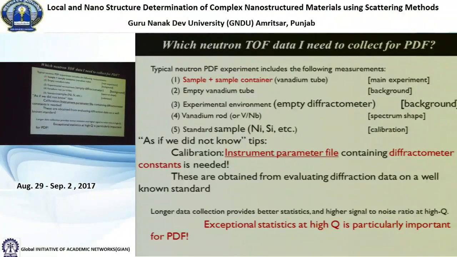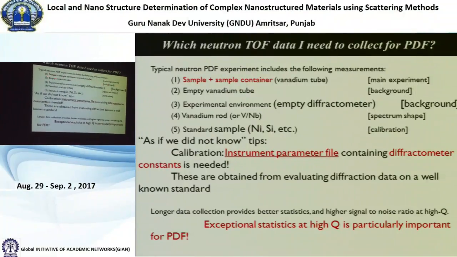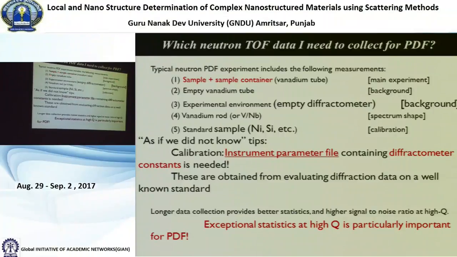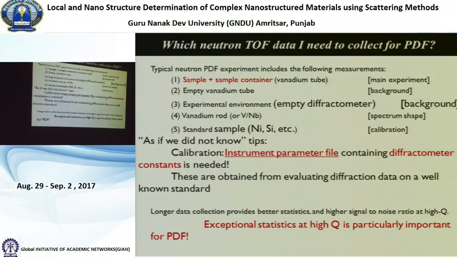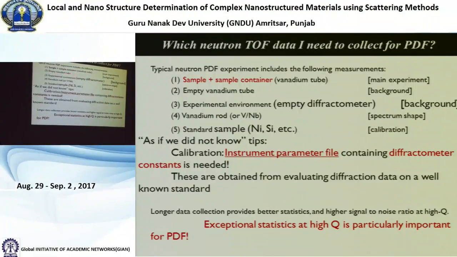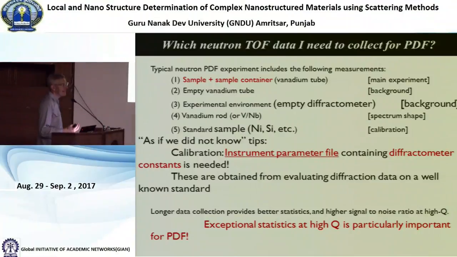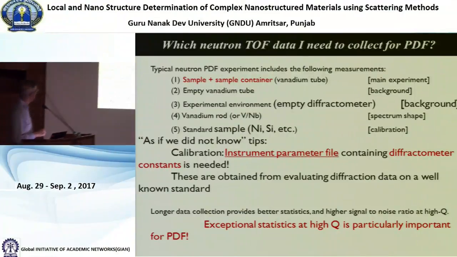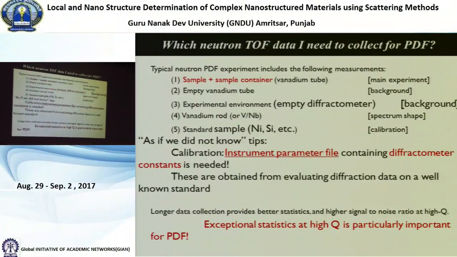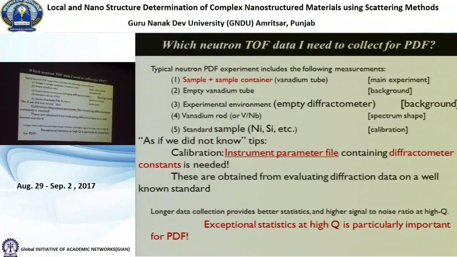So you run your main experiment, which is sample plus the container. Then you want to subtract the scattering from the vanadium container, so you make another experiment, which is the empty vanadium container. Now the empty container and your sample might be contained in some sample environment like a furnace or a cryostat or a high pressure cell or a magnet, something like that. So you want to run another experiment with the sample environment in place but no sample at all at the experimental position.